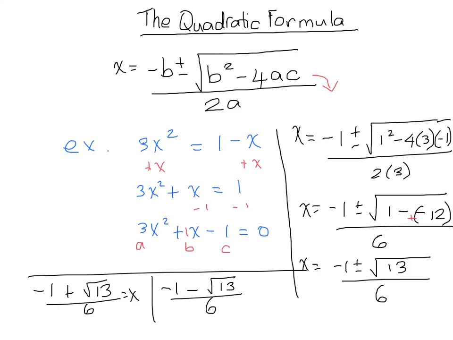Now, the beauty of the quadratic formula is that you can use it for any quadratic equation to solve it. As long as you know what a, b, and c are, it will work. So, one more time. x is equal to negative b plus or minus the square root of b squared minus 4ac all over 2a.